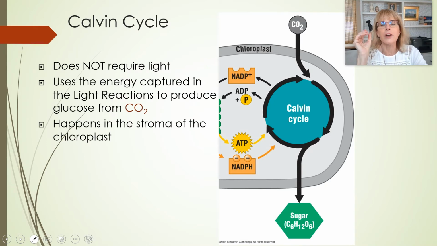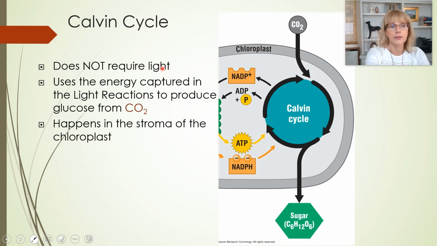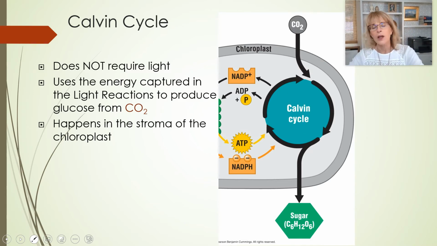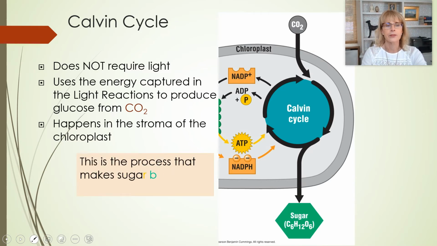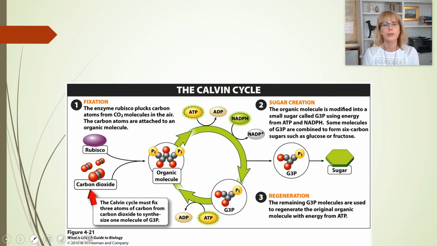So the Calvin cycle does not require light. It uses the energy that was made by the light-dependent reactions, but it itself does not require light, and this is going to happen in the stroma. The stroma is that goo that's between the 2 outer membranes and the thylakoids. It takes 2 rotations. Yeah, that might be important. I actually won't even hold you responsible for this much detail on your quiz.